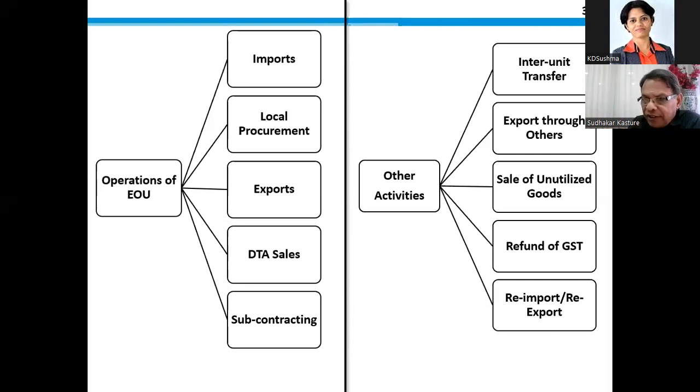Again, an EOU unit gets registration for a period of 5 years. It does not have to apply for EPCG authorizations. It does not have to apply for advance authorizations, nothing. So it is free of licensing. It's a very good scheme for any entrepreneur. And hopefully, the indirect tax exemption continues.